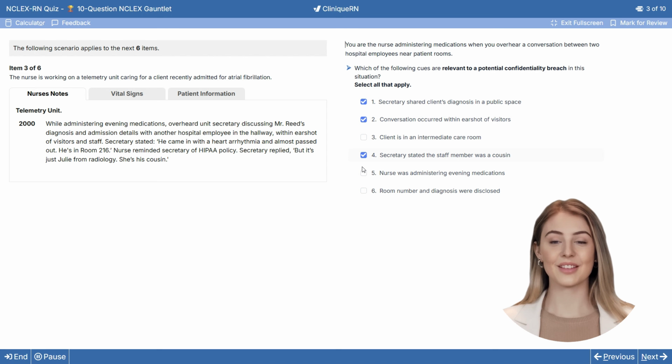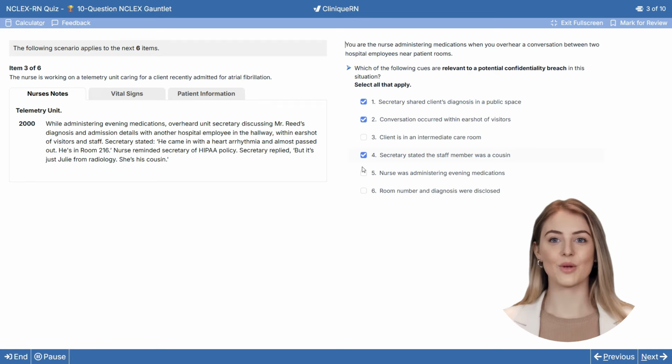Number 5. The nurse was administering evening medications. Does that have anything to do with the breach? No concern. Rationale. This is just environmental context. It doesn't relate to privacy or disclosure of PHI.